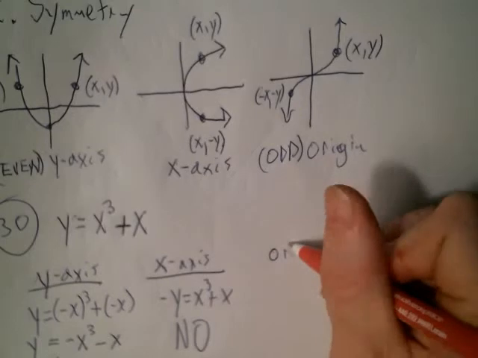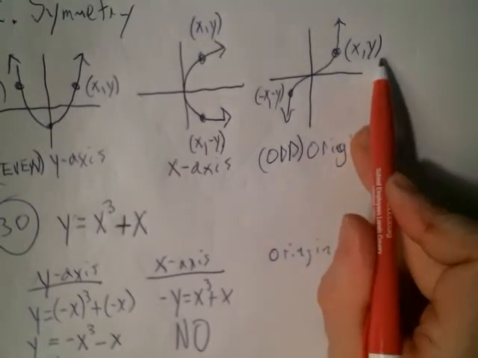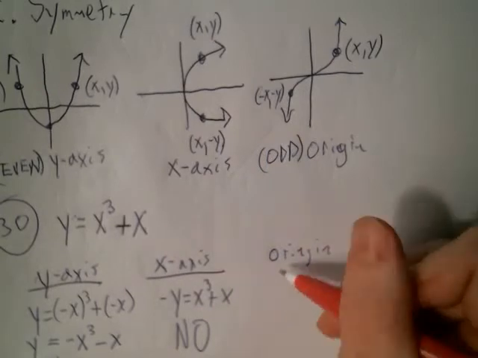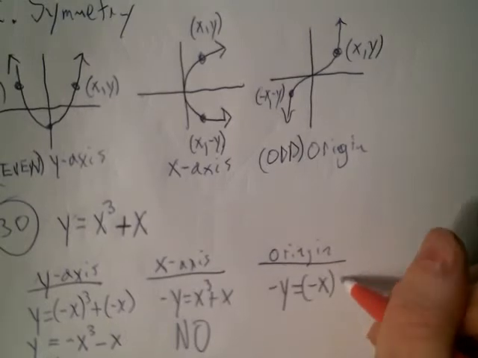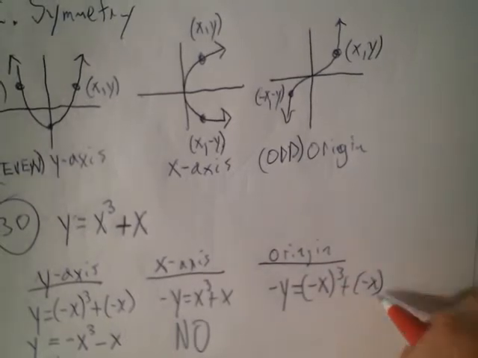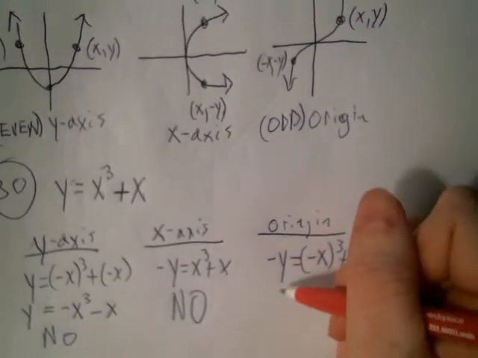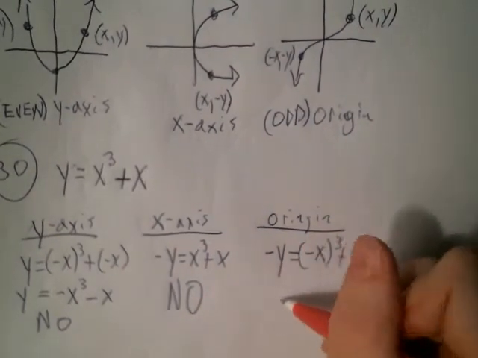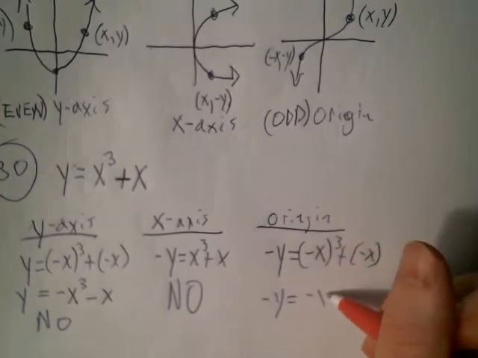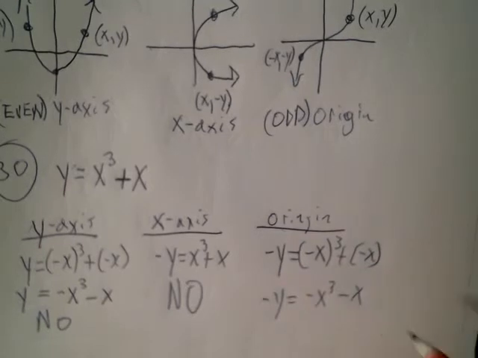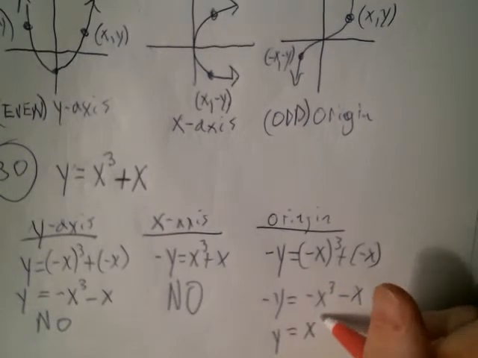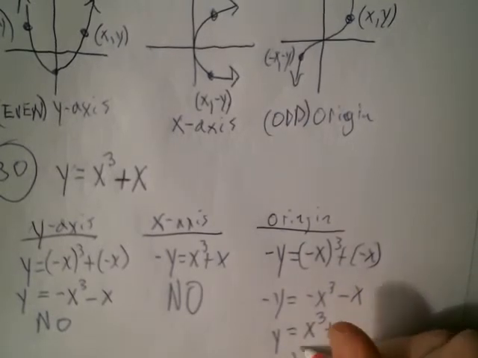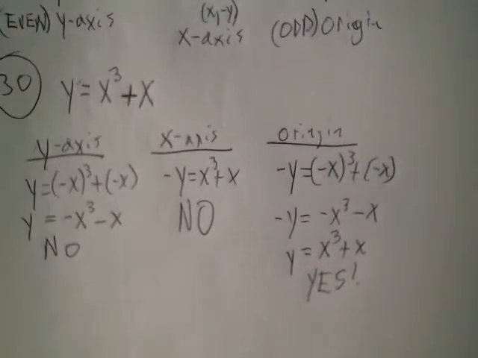Finally, let's do the origin symmetry. For the origin symmetry, we're replacing both x and y with -x and -y. So let's go with that. We get -y is (-x) cubed plus (-x), and then we're going to simplify a bit. -y is -x cubed minus x. And if you multiply both sides by -1, you get the original equation, which tells us this has origin symmetry. So yes. Okay, so that's how you go about that.